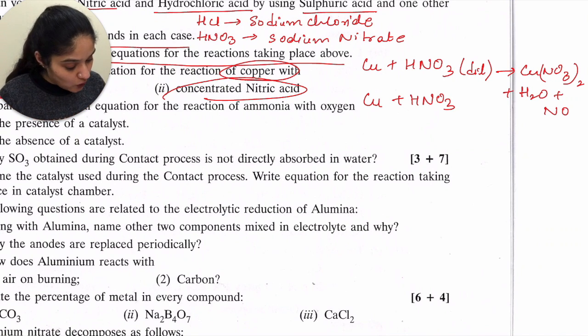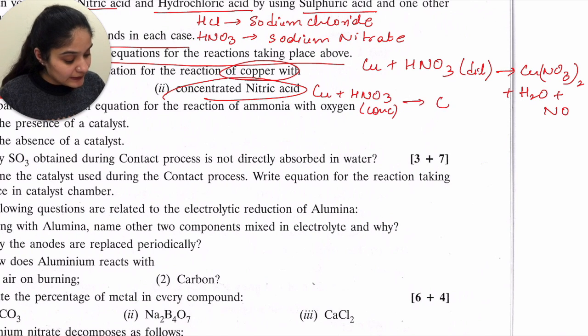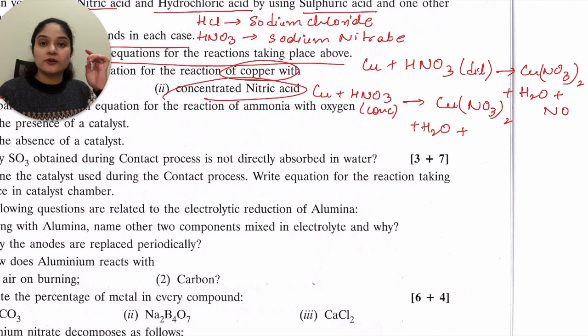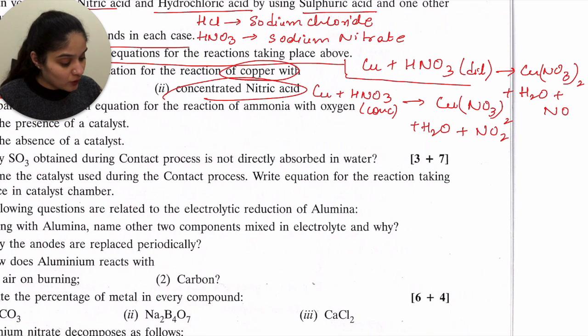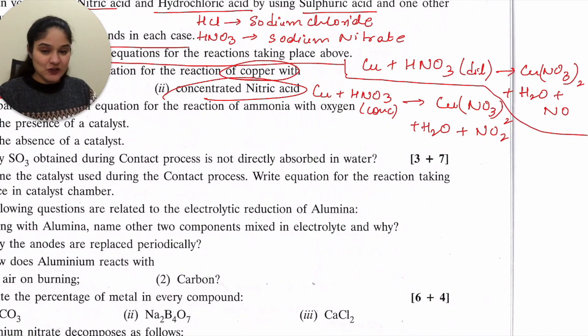When you have copper with concentrated, so Cu plus HNO3 concentrated, you end up getting the same thing. So Cu(NO3)2 plus water, and the different thing is that you'll get nitrogen dioxide, that would be NO2. Now balancing you can do on your own. If you're not able to, I will be happy to help out.